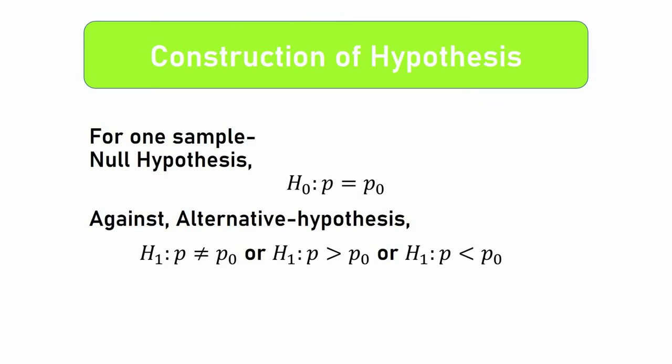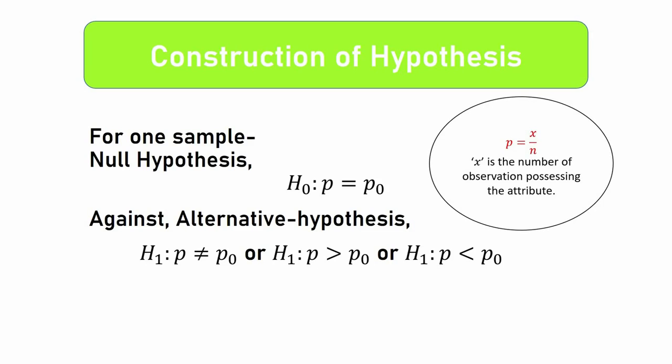For the one sample case, the null hypothesis will be H0 such that P is equal to P0. Here P is our sample proportion and P0 is the specified proportion given to us, with which the sample proportion is to be compared and concluded accordingly. To understand P, let us see this. P is equal to X by N, where X is the number of observations possessing the attribute, that is the attribute which is under consideration for this study, and N is the number of observations.